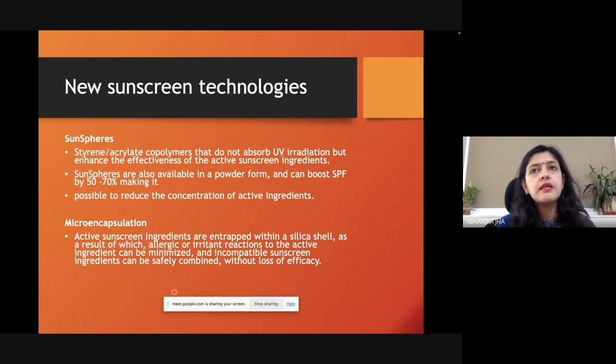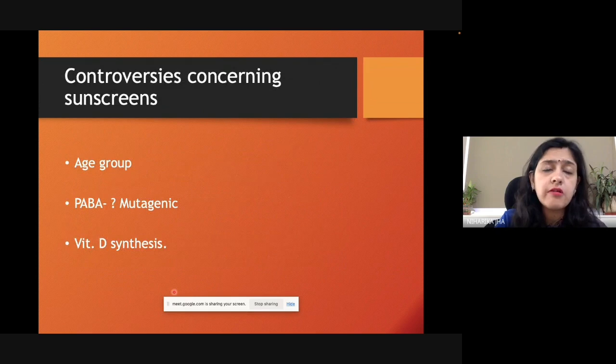Microencapsulation is basically encapsulation of the active ingredient of the sunscreen in a silica shell, which reduces the chances of allergic and irritant contact dermatitis without the loss of efficacy. There are certain controversies surrounding sunscreen. First of all, what is the age group after which sunscreen should be applied by the patient? As I told you, it should be avoided in infants less than 6 months of age. After that, yes, it can be applied.